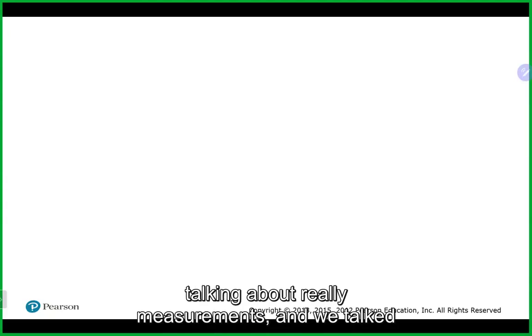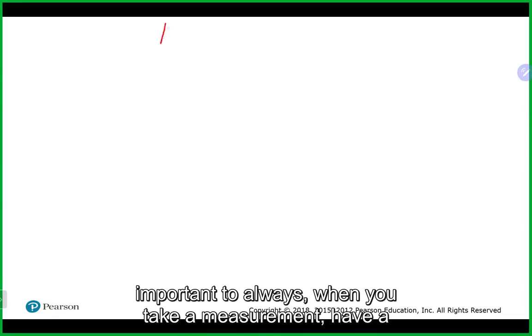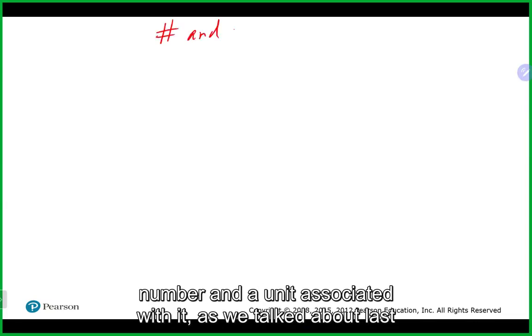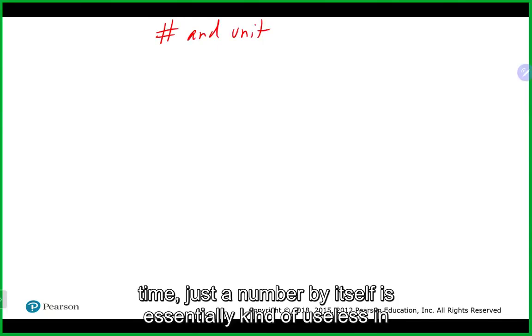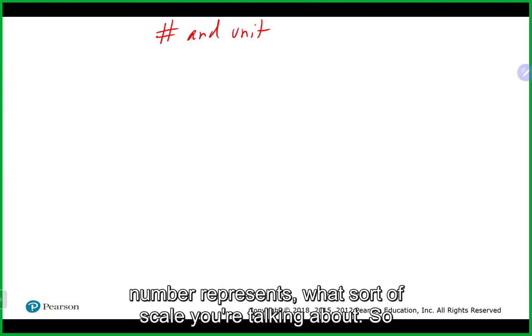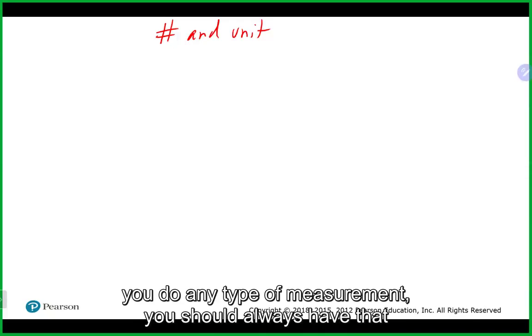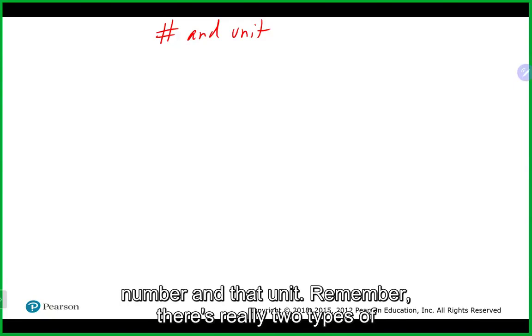We got into chapter 2 last time, and we were talking about measurements and units. It's really important that when you take a measurement, you always have a number and a unit associated with it. A number by itself is essentially useless, because you have no frame of reference for what that number represents, or what scale you're talking about. So you should always have that number and that unit.